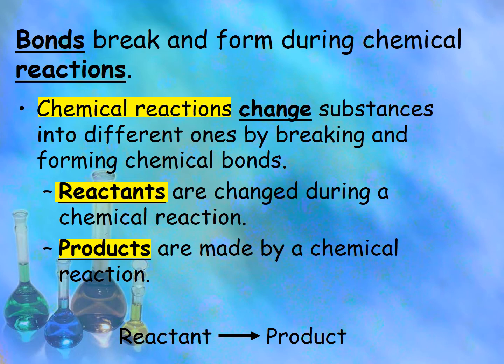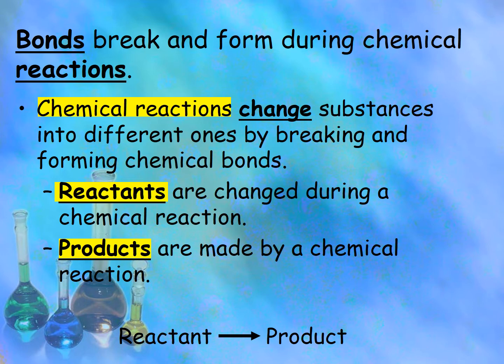So when we talk about chemical reactions, we talk about the breaking and forming of bonds between atoms and molecules. Chemical reactions will change substances into different ones by breaking and forming different chemical bonds. The reactants are changed during a chemical reaction. So reactants are what we start out with. They're the ingredients for whatever it is that you're making. And the products are made, they're produced by the chemical reaction. So that's what you end up with.